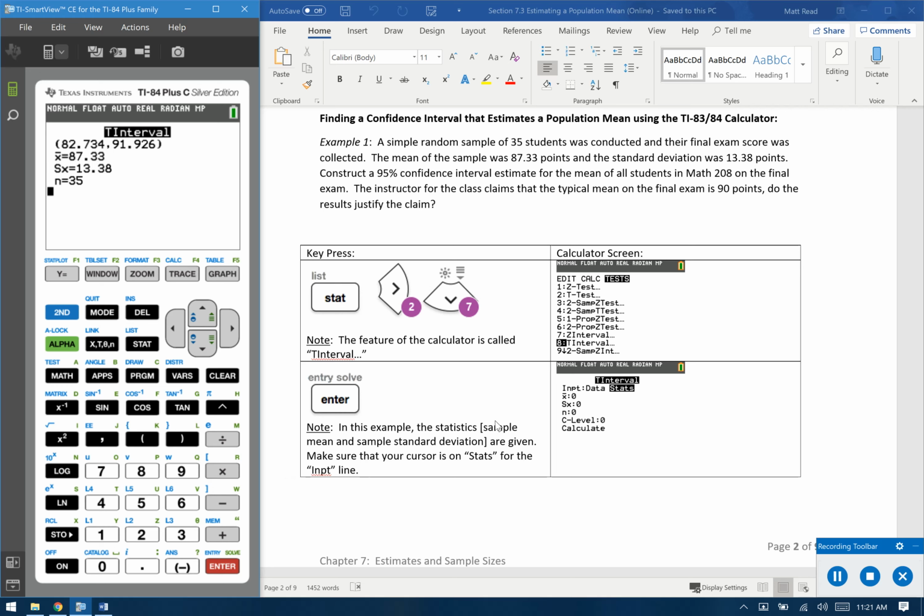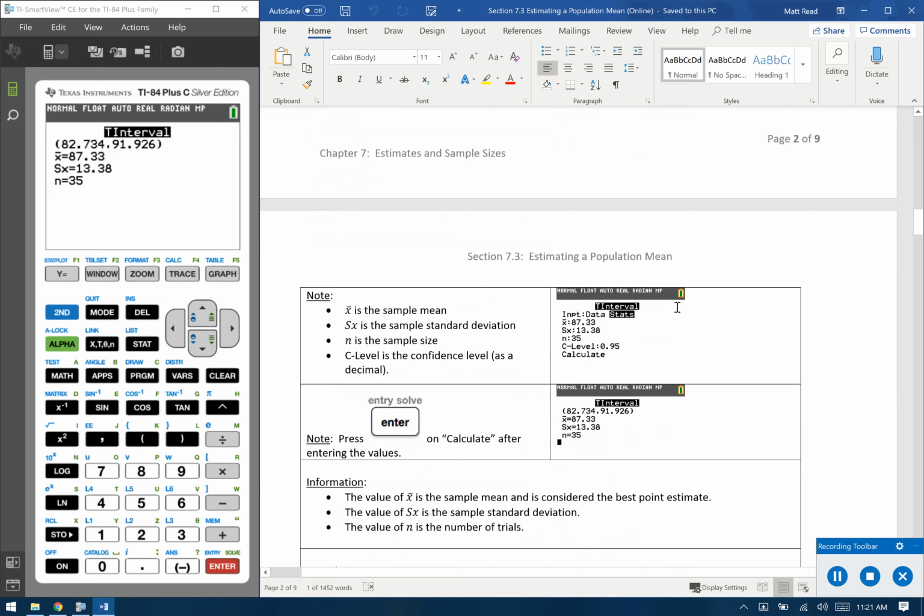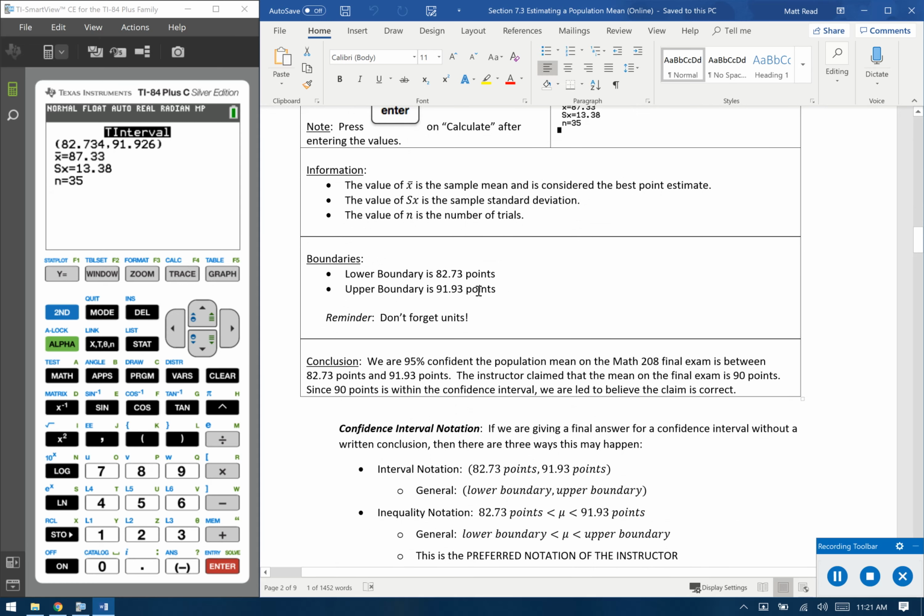What we see before us here is our confidence interval. Now remember, the rounding rule for means and confidence intervals is to round to the same number of decimal places as the sample mean if it was given to you. I highlighted the sample mean of 87.33 here on the original problem, so that means we're going to round to 2 decimal places: 82.73 points and 91.93 points, as we see here.